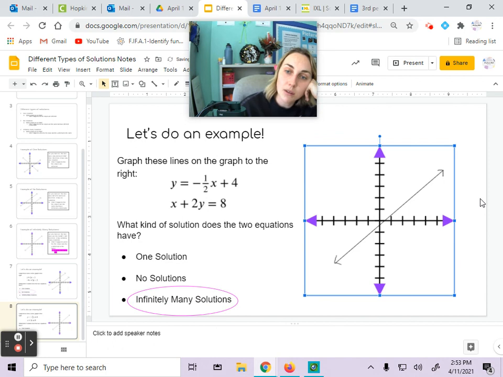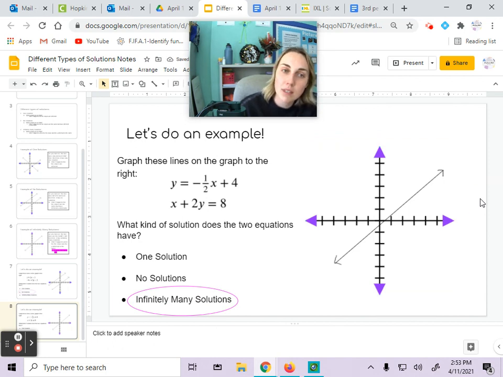Guys, that's all you have to do for these notes. I just wanted to show you what the different types of solutions are, how to look out for them, and you should be good to go.